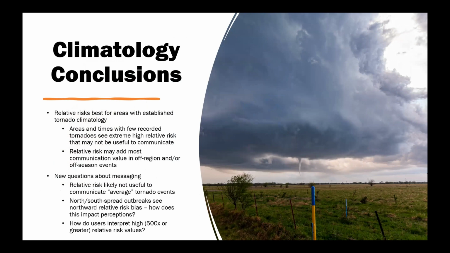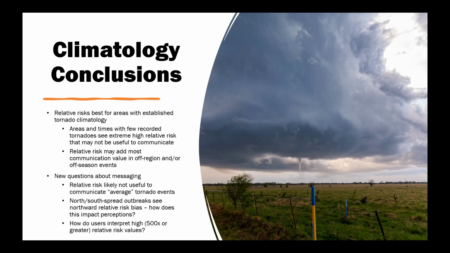Relative risk may also add the most communication value in those off-region, like in New England, or off-season, like in November, tornado events. However, there are also some important questions that we need to answer. The relative risk does not appear to be useful to communicate these average tornado events, kind of like May 20th, where an average spread of tornadoes is expected in a time of year where tornadoes are also just generally expected.